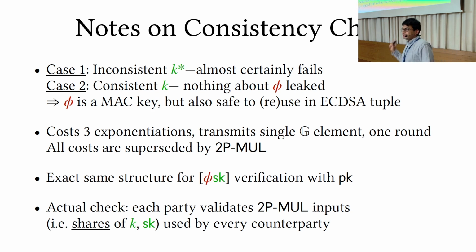So the takeaway from this is that phi, while being a value used as a MAC for authentication, you can also reuse phi as part of the ECDSA correlation. And so it's serving two purposes. And yeah, this is a super cheap check, right? At least relative to what multiplication costs. This is nothing. This is a few exponentiations, just one field element, so one per point, and this can be done in parallel with multiplication as well. And that is a simplified view.